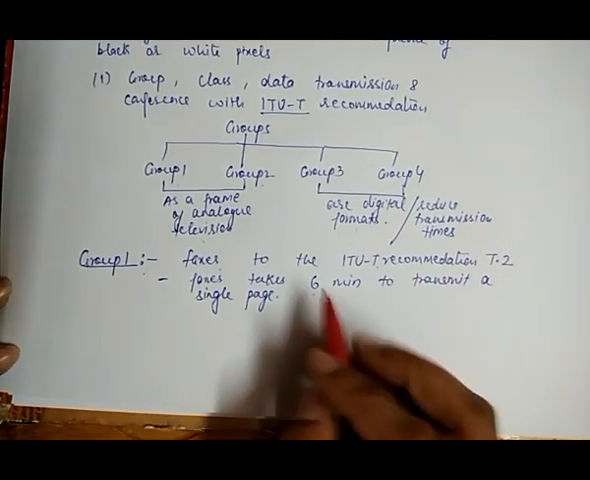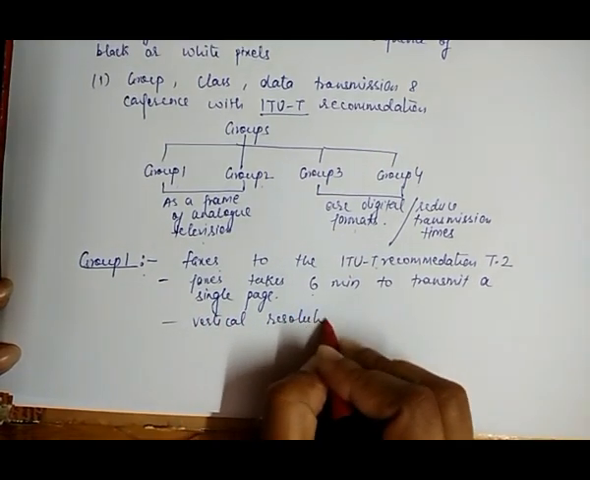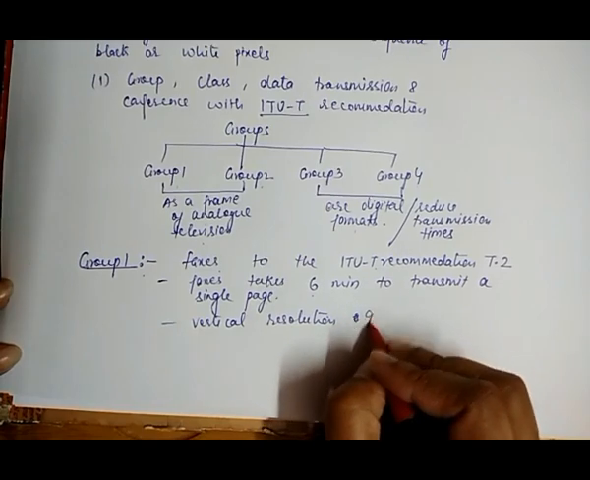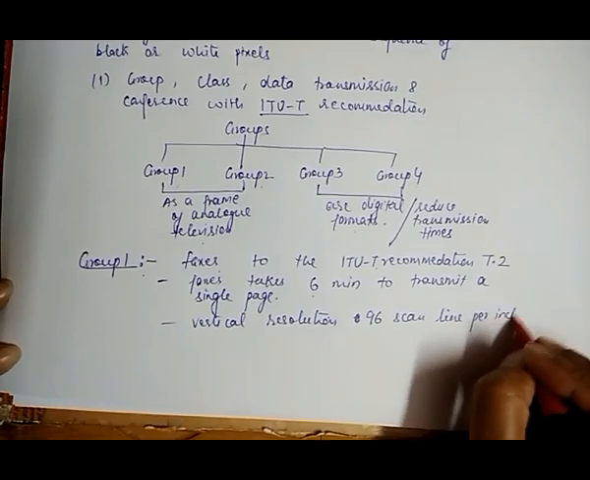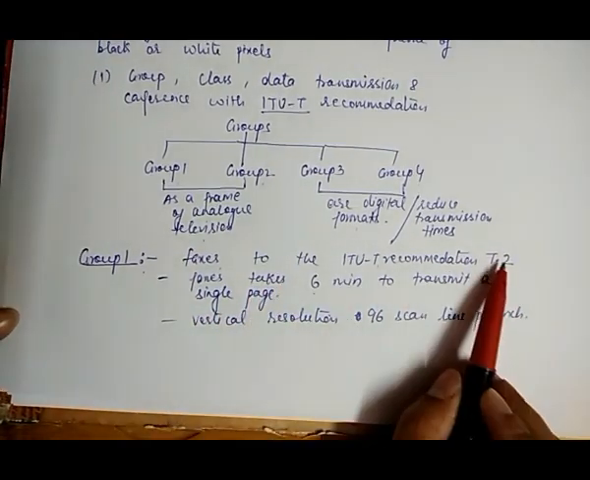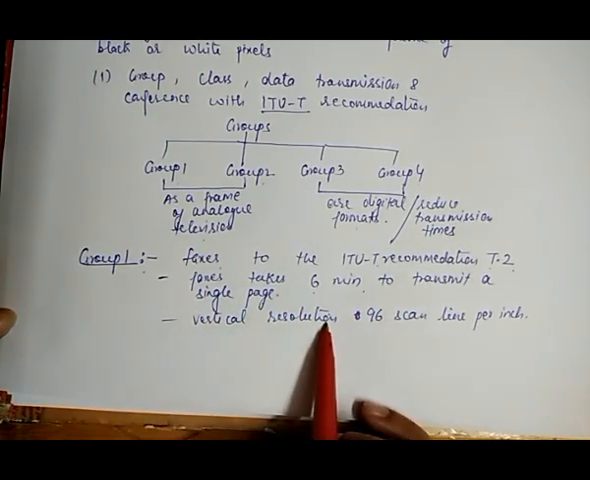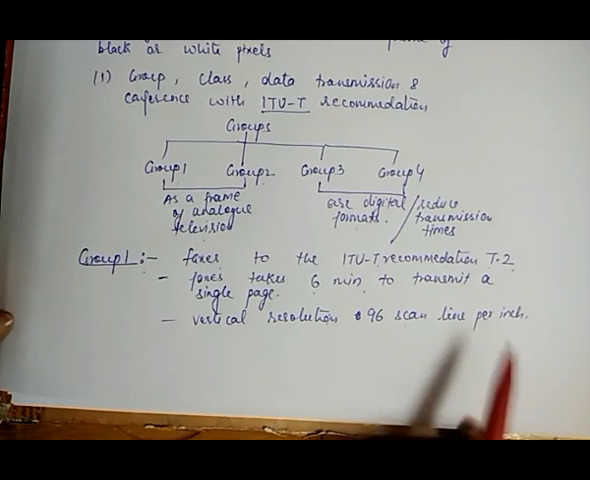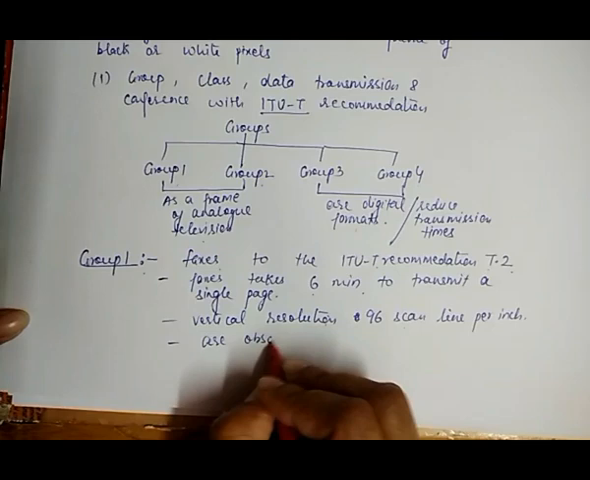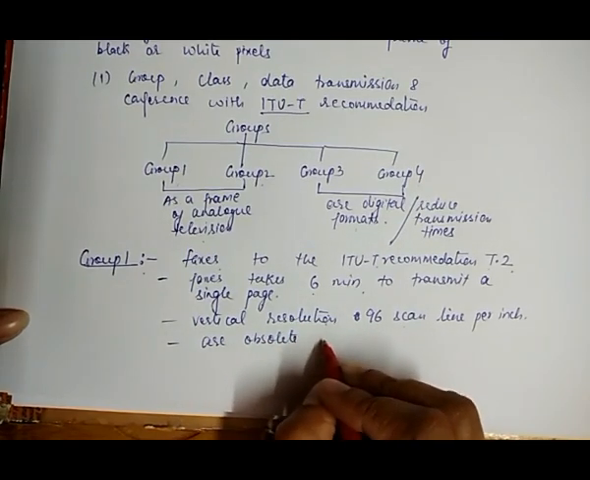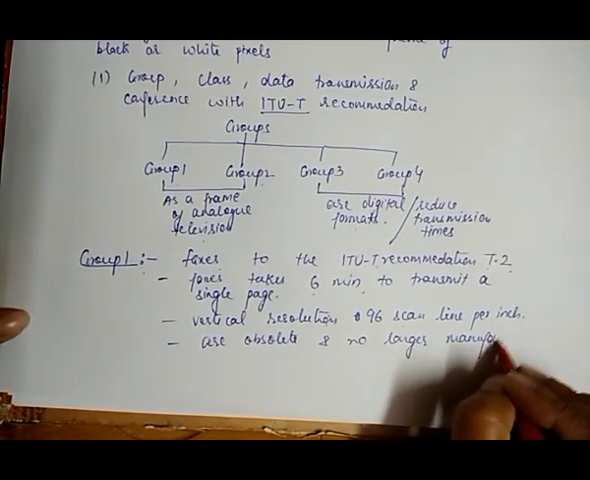with a vertical resolution of 96 scan lines per inch. So in group 1, the important part is that the recommendation is T.2 and it takes 6 minutes to transmit a single page with a vertical resolution of 96 scan lines per inch. But group 1 fax machines are now obsolete in the market and are no longer manufactured.